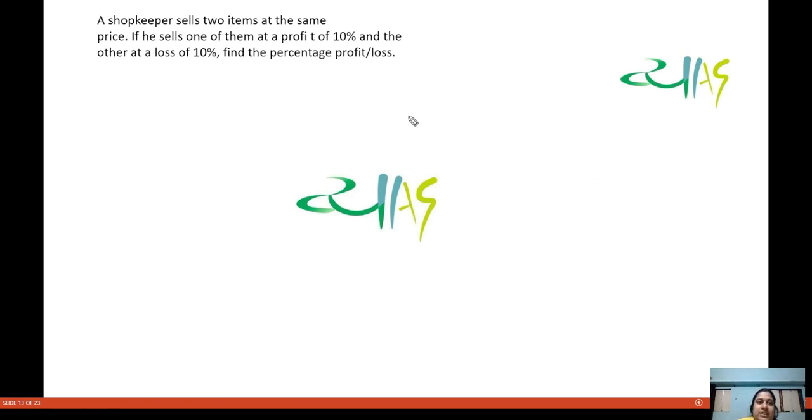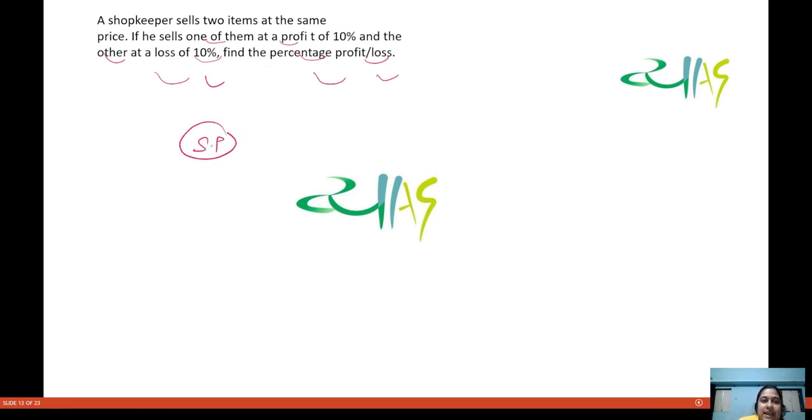Now look at this question, guys. A shopkeeper sells two items at the same price. If he sells one of them at a profit of 10% and the other at a loss of 10%, find the percentage profit and loss. Okay. Now, what this is saying: a shopkeeper sells two items at the same price.